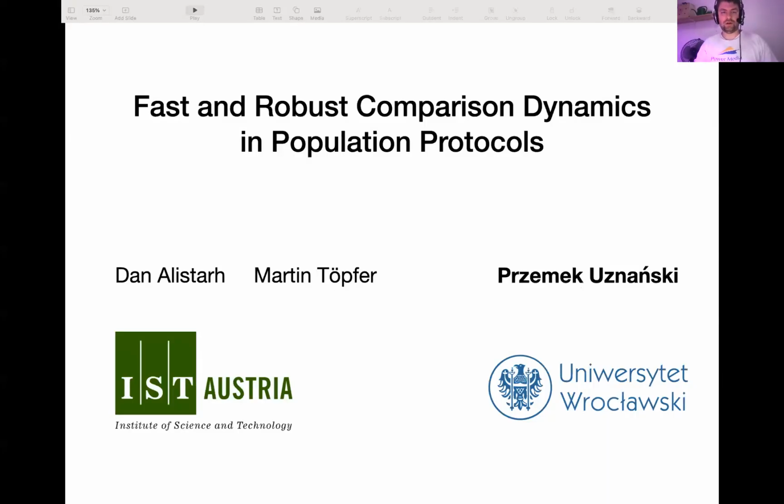Hi everyone, I want to talk about fast and robust comparison dynamics in population protocols. It's a paper by me, Przemek Uznański, Dan Alistarh and Martin Töpfer. Both of my co-authors are from IST Austria, while I am from University of Wrocław.